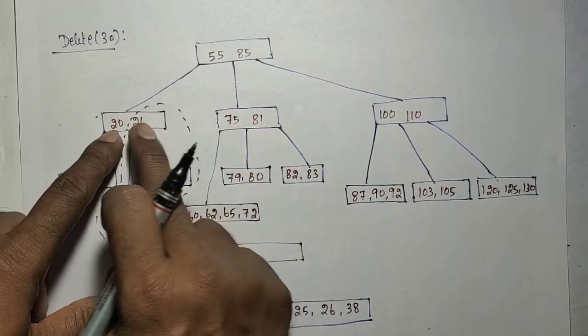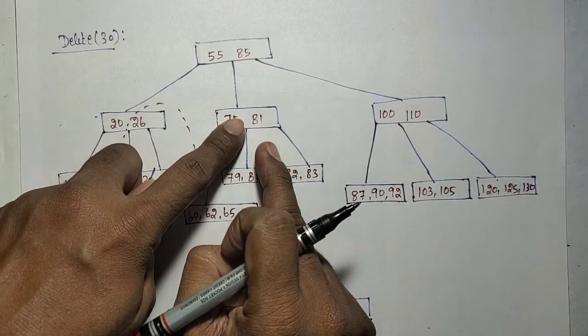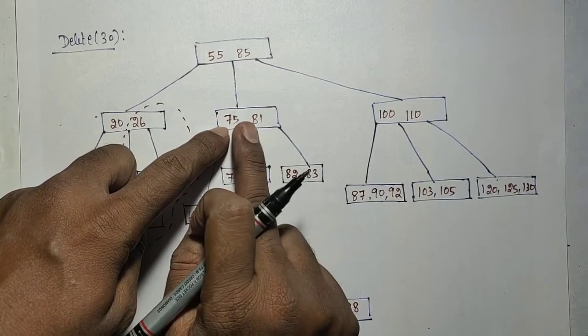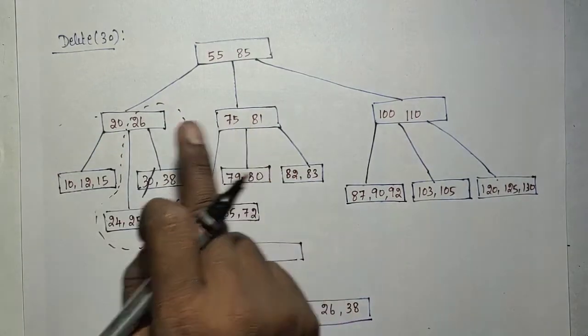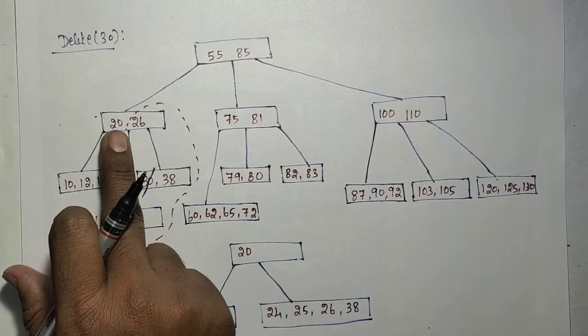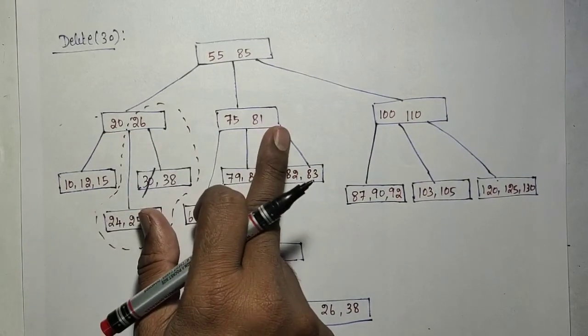The right sibling is what? This node. This node also cannot give an element. It has only the minimum number of elements, so it cannot give an element. So the third case is what? We need to again go for merging.